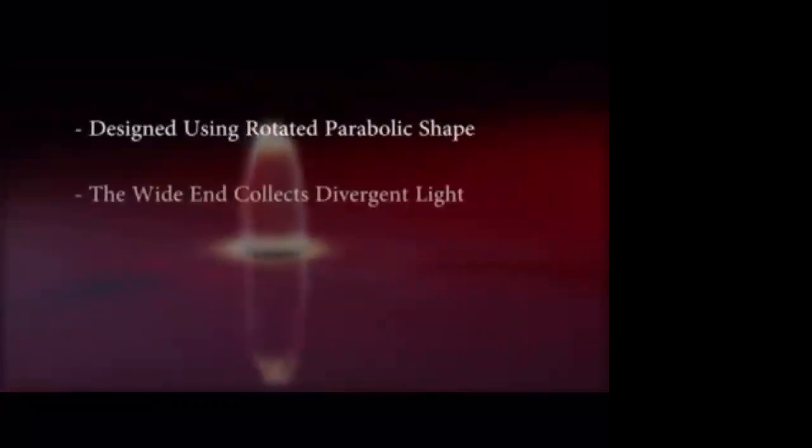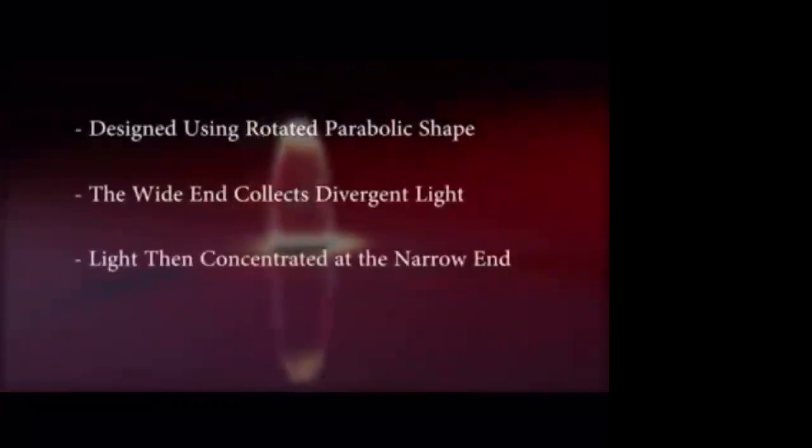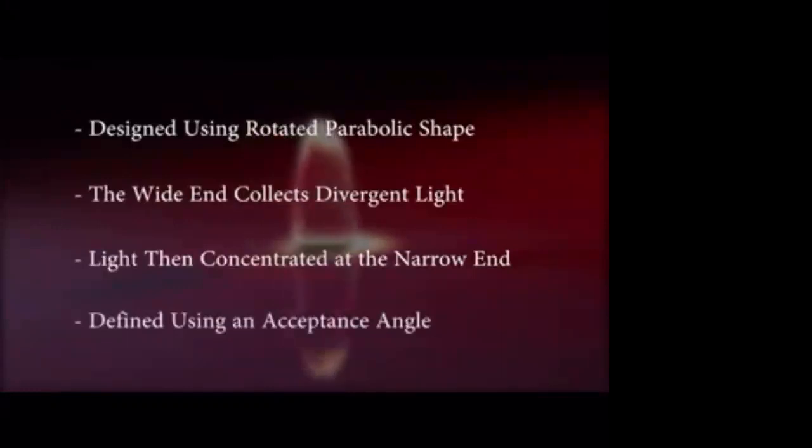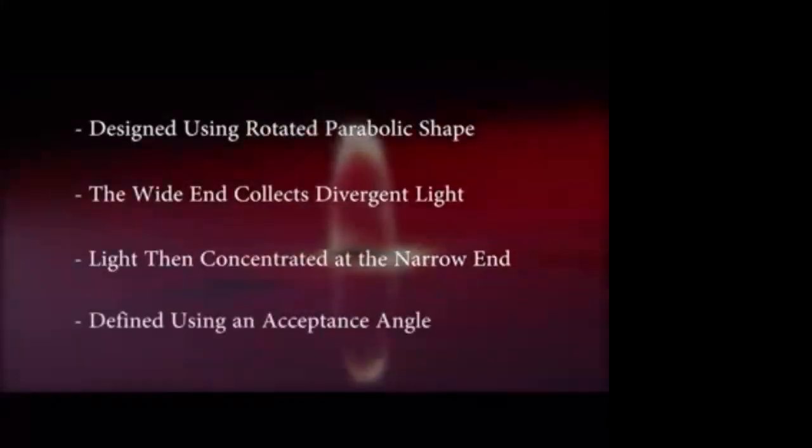Okay. Now, why do this? So it's a rotated parabolic shape. The wide end collects divergent light, which is then reflected and concentrated at the narrow end of the CPC. It collects light within a defined acceptance angle, which we will talk about today. So you can see what it looks like.